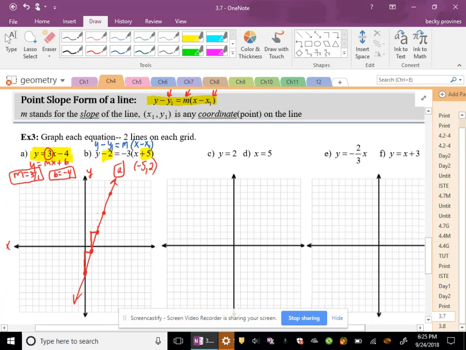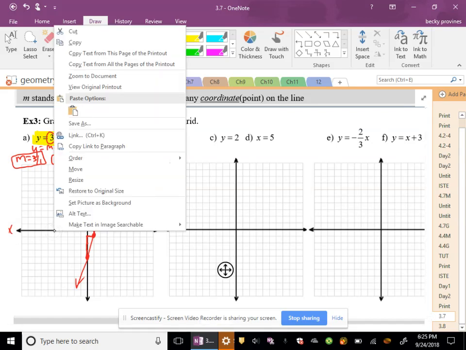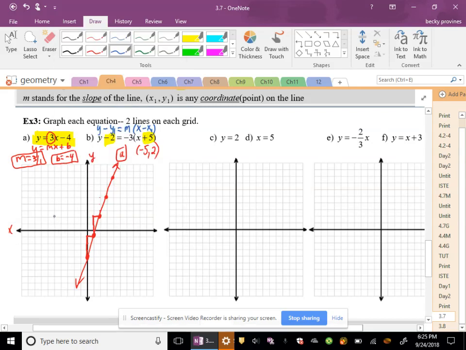So that's your point. Let's start, and I'm going to use a different color. Let's start by graphing that point. So you start at 0, 0, and go back 5. 1, 2, 3, 4, 5, and up 2. 1, 2. So that is your starting point. Now from there, you're going to do your slope. Now your slope is this -3.